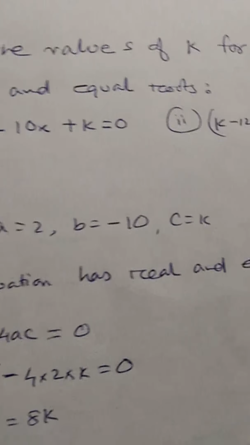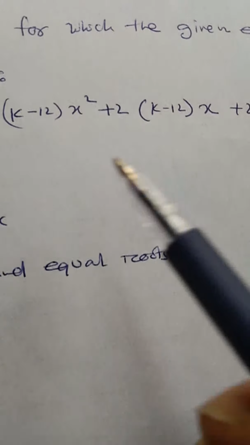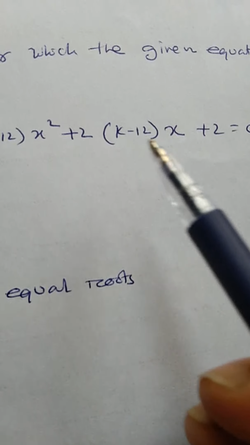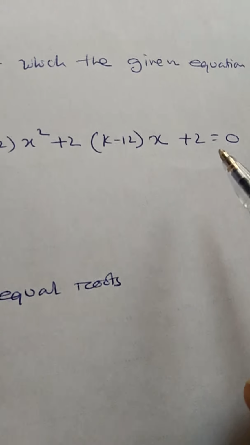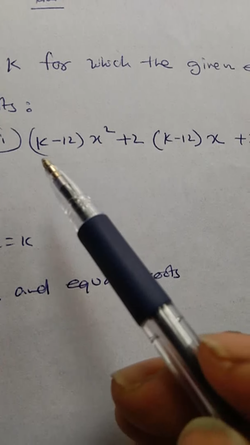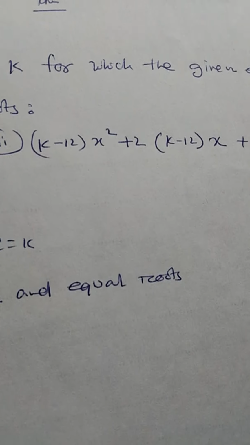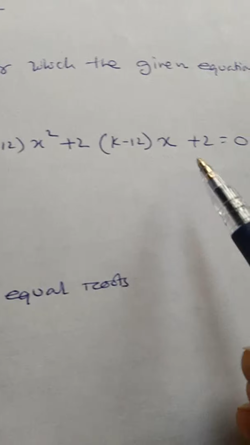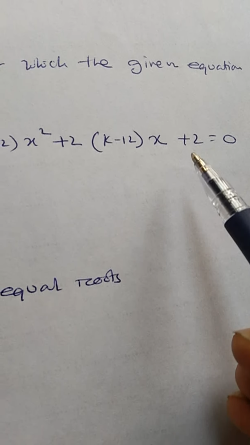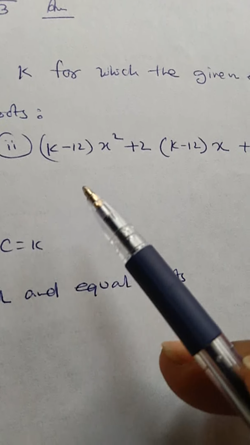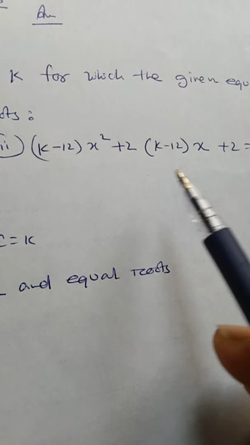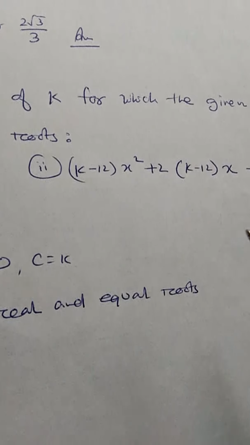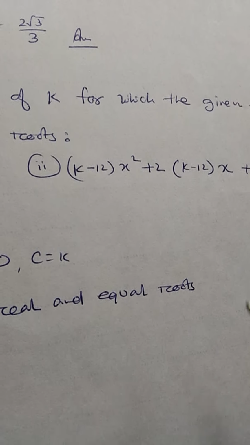Now a similar type of one more question is there: k minus 12 x square plus 2 into k minus 12 x plus 2 equals 0. So here k minus 12 is a, and 2 into k minus 12 is b, and plus 2 is the value of c. Now here also we will use the same condition. Since this has equal and real roots, the discriminant, that is b square minus 4ac, equals 0.